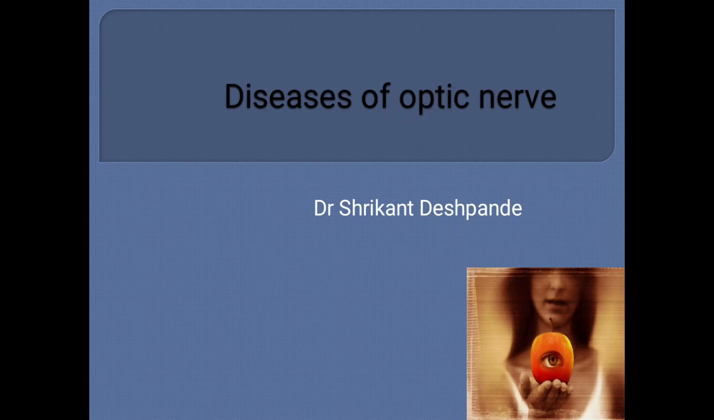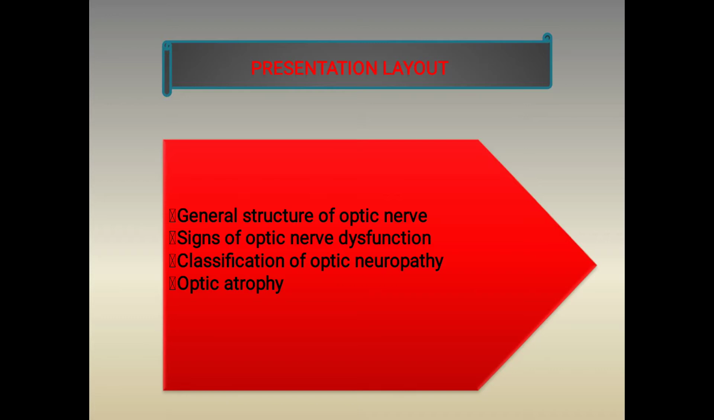Hello friends, today we will discuss the diseases of the optic nerve. So what is the layout of the lecture? First we will discuss the general structure of the optic nerve, then the signs of optic nerve dysfunction, then the various optic neuropathies or optic nerve diseases, and lastly we'll discuss optic atrophy.